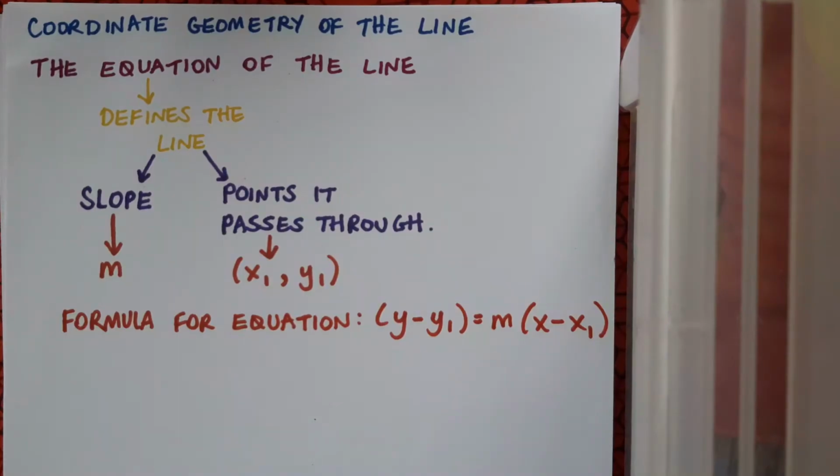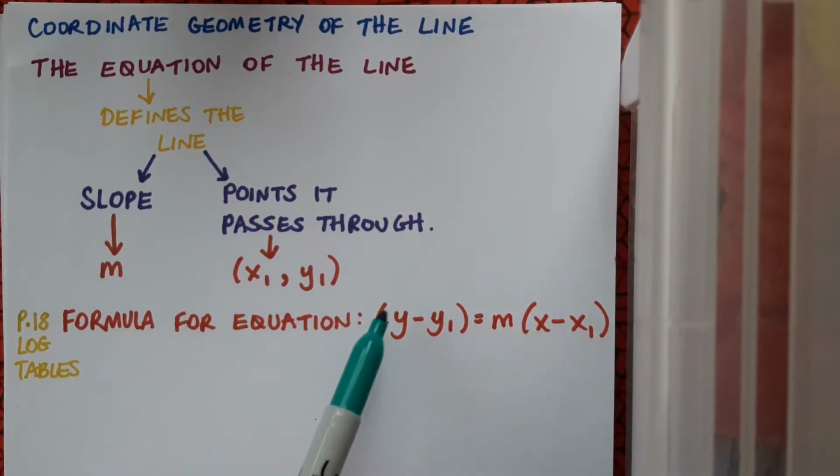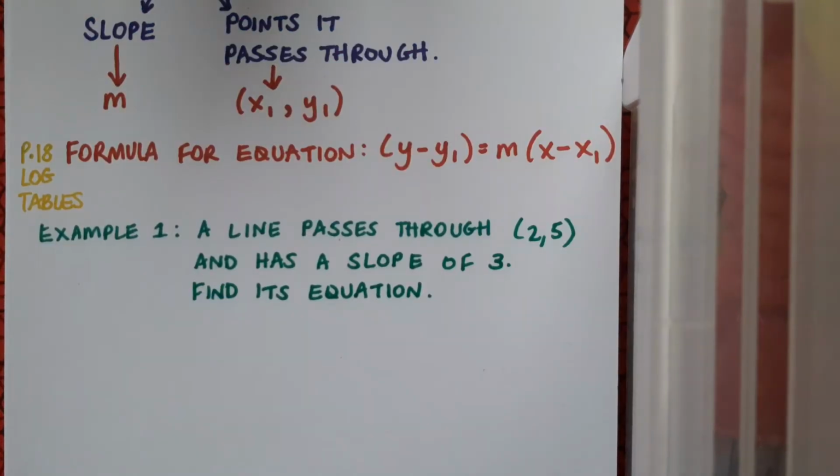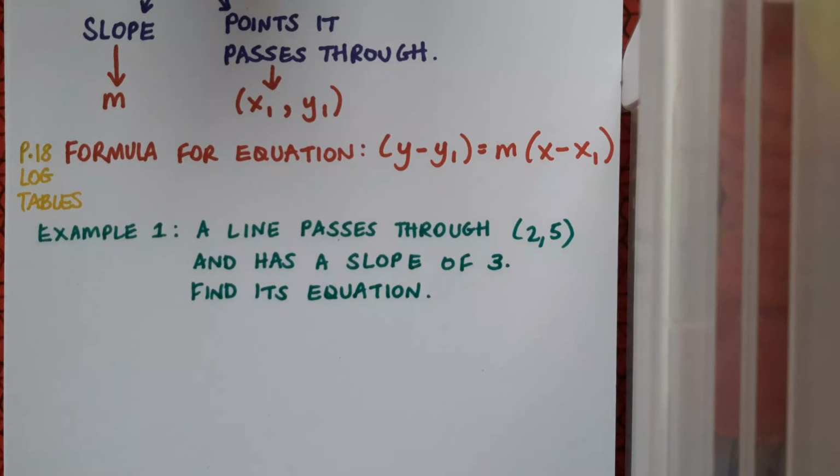So here's the formula for our equation again from page 18 of the log tables. In the log tables, you might notice there are no brackets around the y minus y1, but you can put them in if you like. So let's have a look at an example question then where we have to find the equation. A line passes through the point 2, 5 and has a slope of 3. Find its equation. So the first thing that I'll do is I'll note the formula.